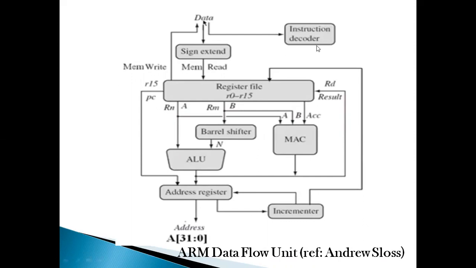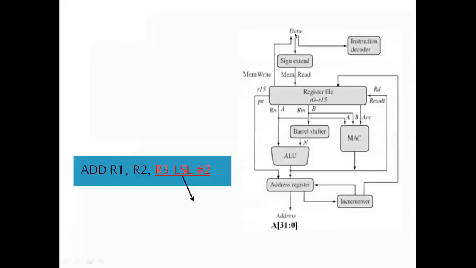In this, we have different units which are connected by different buses and signals, working together in synchronization to process or carry out a particular instruction. We'll understand this step by step. We'll start with that. So let's say this is my data path unit, or the core data flow unit.